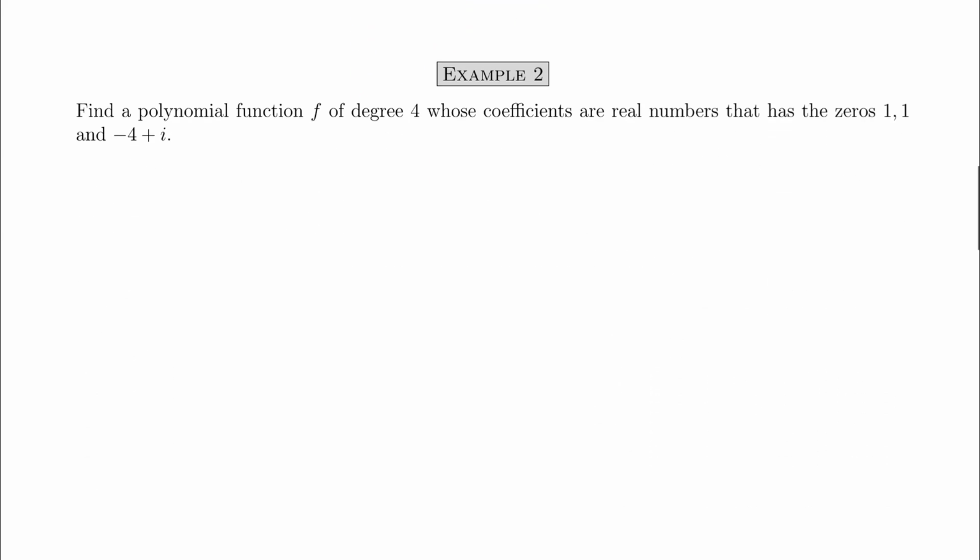Example 2 just says find a polynomial function of degree 4 whose coefficients are real numbers that has the zeros 1, 1, and negative 4 plus i. We have seen problems like this before where we're given the zeros and we're asked to find a polynomial that could have those zeros. So again, if we make a list of the known zeros, we have 1, 1, and then negative 4 plus i. That's all that we're given. But we know that this has to have 4 zeros because it's a degree 4 polynomial. This negative 4 plus i is complex, so its conjugate must also be one of the zeros. So negative 4 minus i is the one that we're missing.